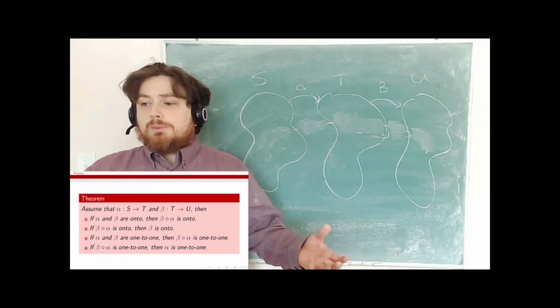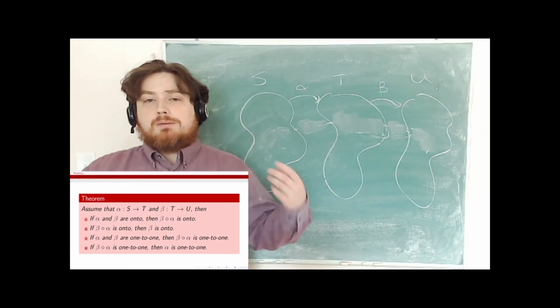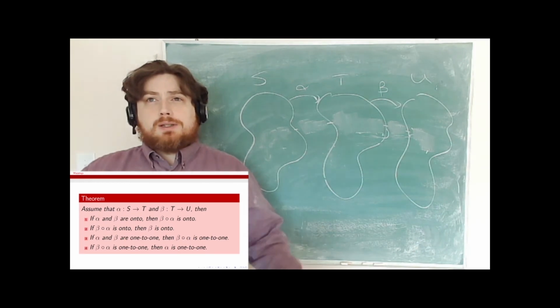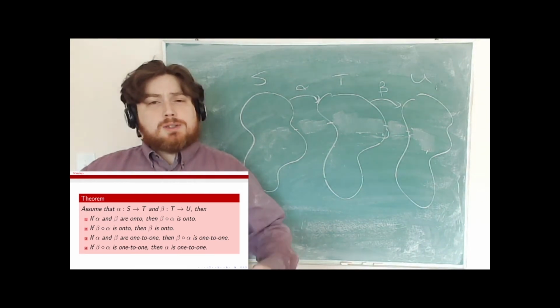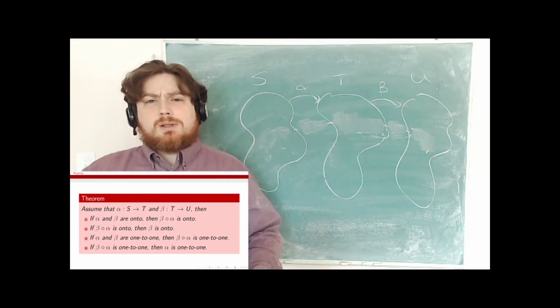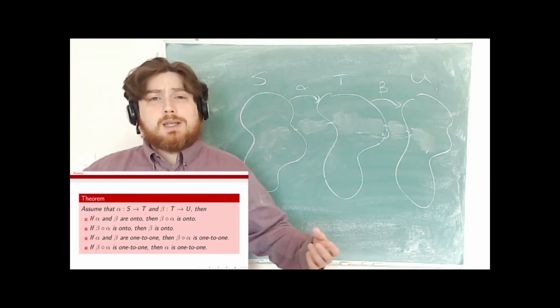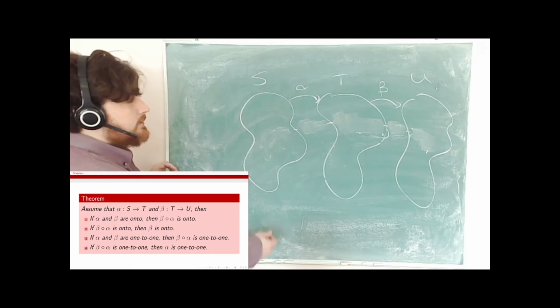Alright, so the last one we want to show is that if beta of alpha is 1 to 1, then alpha has to be 1 to 1. I'm going to prove this one through the contrapositive. I'm going to assume that alpha is not 1 to 1, and show that beta of alpha can't be 1 to 1. So what does that mean?